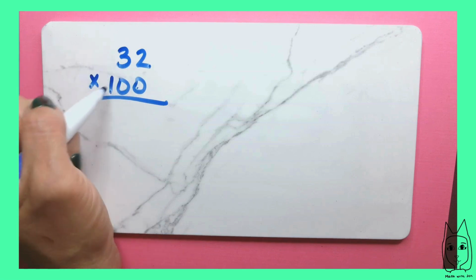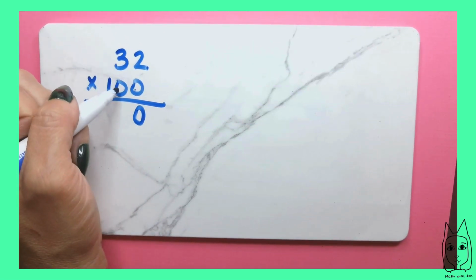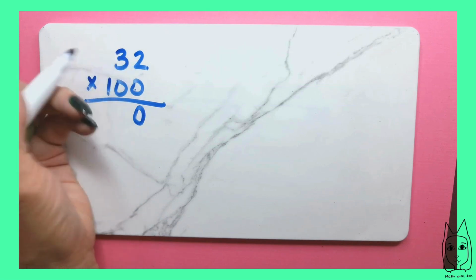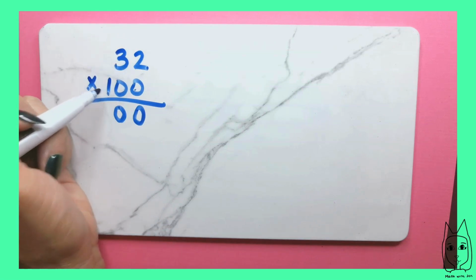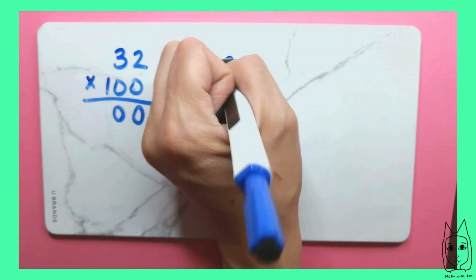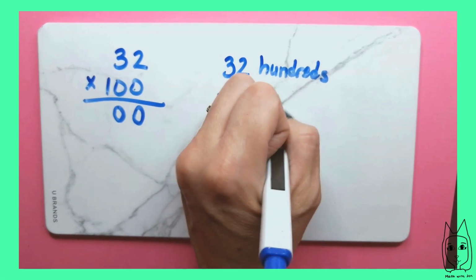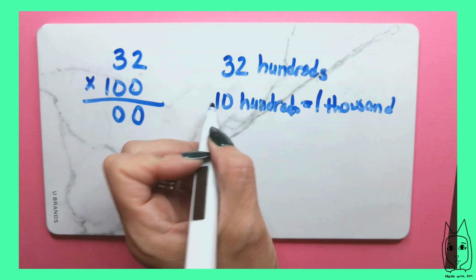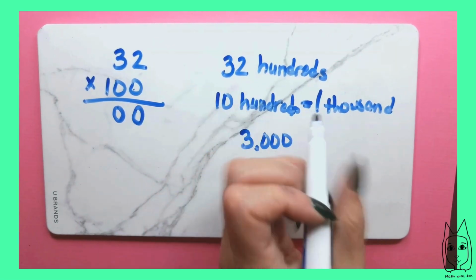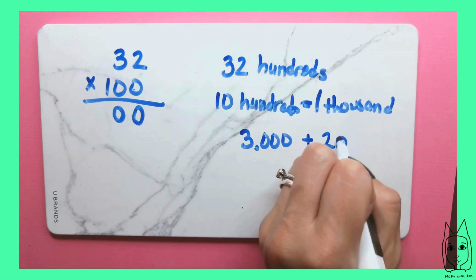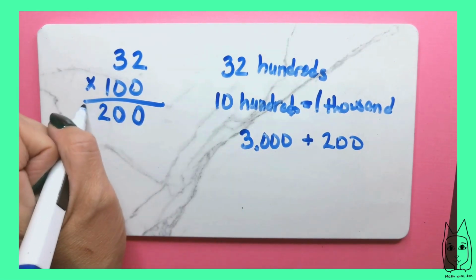Next one, again, we have 0 ones times 32. So 32 groups of 0 is still 0 ones. 0 tens times 32, I'm still going to have 0 tens. 32 times 100, I'm going to have 32 hundreds. 10 hundreds make 1,000. If I have 32 hundreds, that means I have 3,000 and then the 200. The 2 goes into the hundreds place, and the 3 goes into the thousands place.